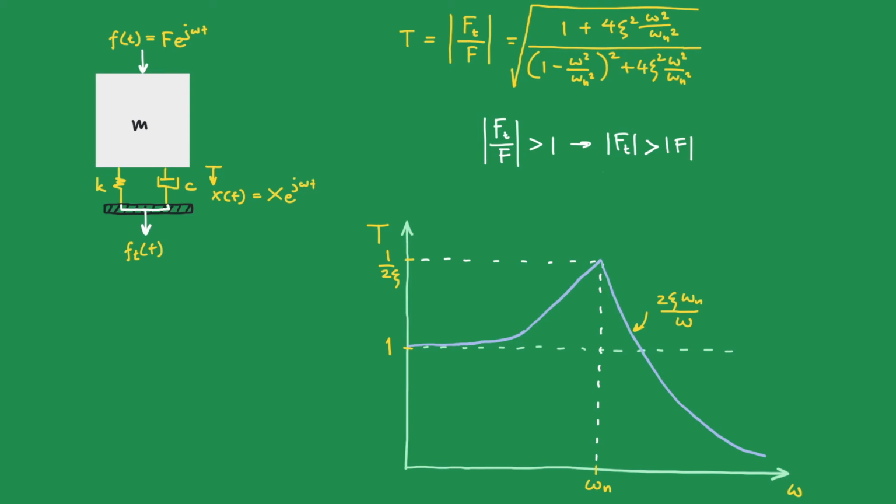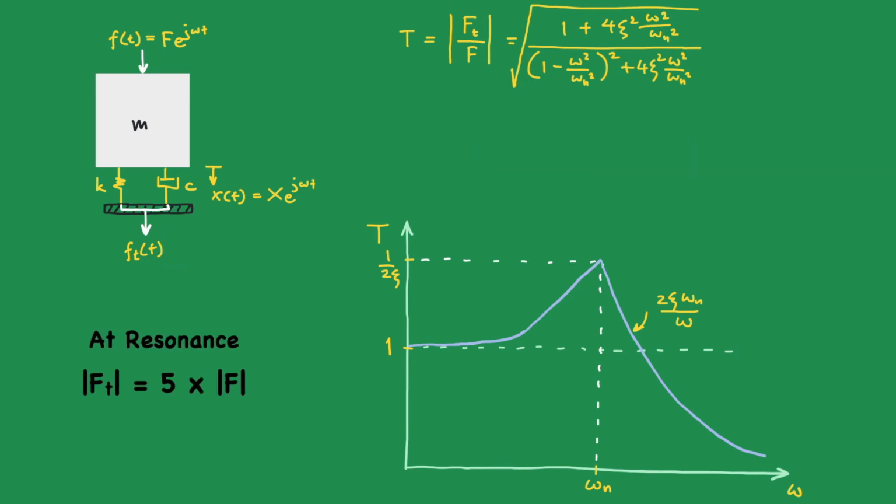Let's say zeta equals 0.1. At omega over omega n equals 1, then 1 over 2 zeta will be 5, which means the transmitted force to the receiver will be 5 times the excitation force. In case of resonance, this is the dangerous case that we should avoid in engineering.